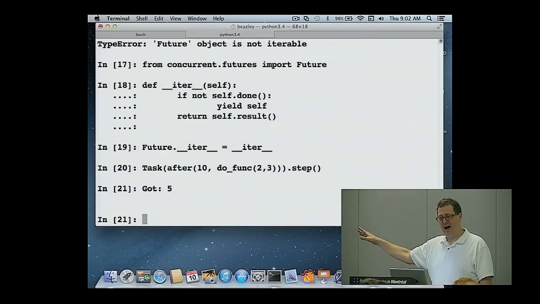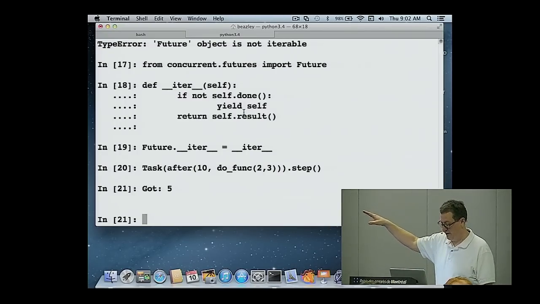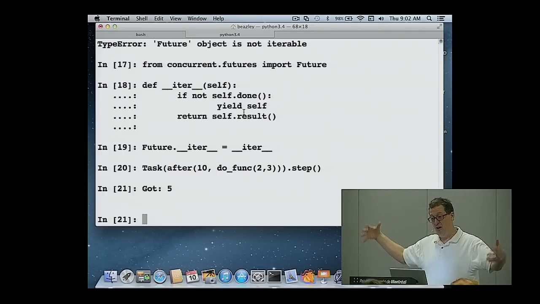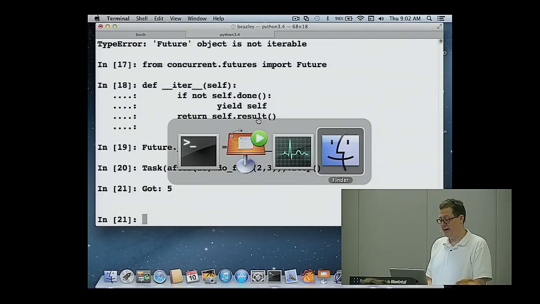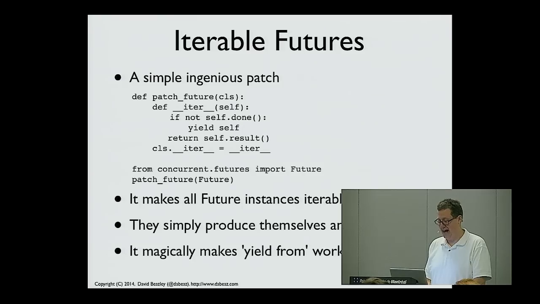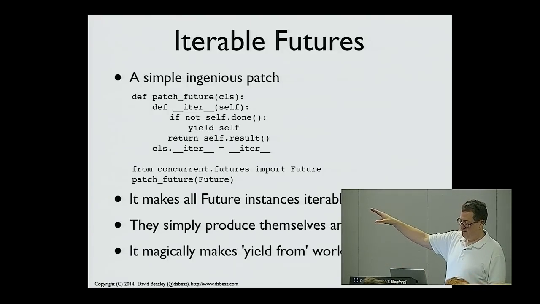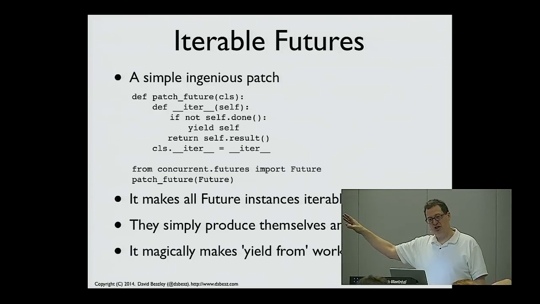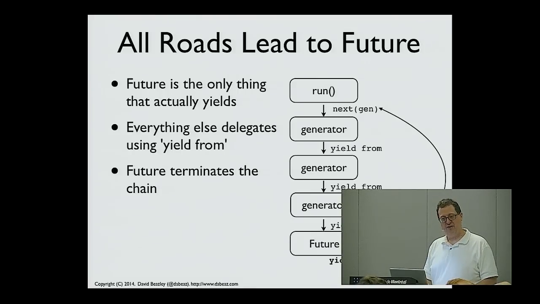That is, I will be honest, probably the most insane hack that I have seen in the last 5 years of Python. You take a future, you drop an iterator on it that yields itself. I mean, where did that come from? This is not my idea, by the way. I'll talk about where this comes from in a second. You yield yourself and then return your result. What universe of code did that come from? So you can patch the future object by making it iterable, and somehow, magically, it makes the yield from work.